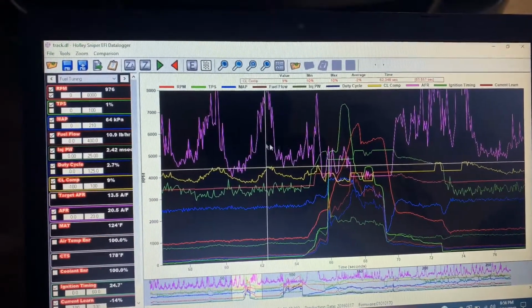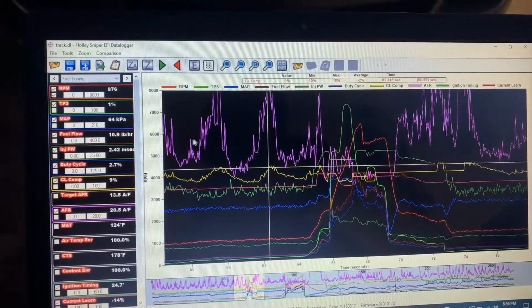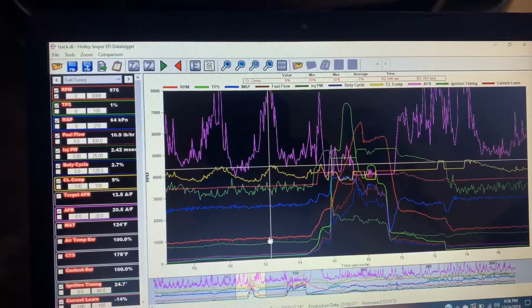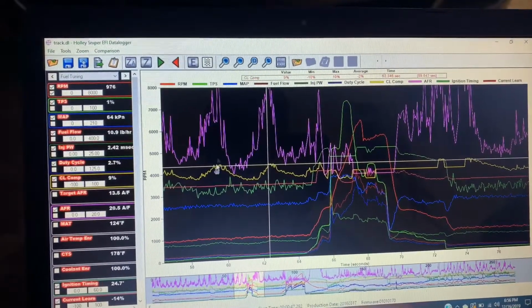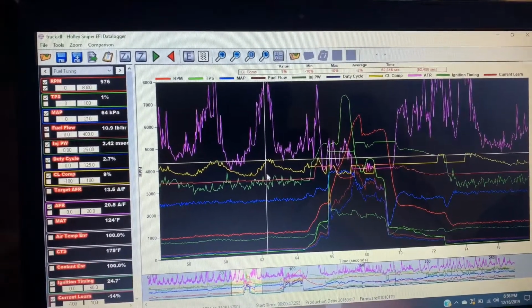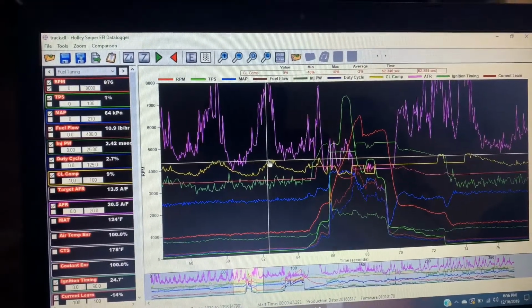But you could tell it shouldn't be bouncing around like that in any case, really. Anybody knows that's not good, especially when the RPMs are staying the same. That's bad. The red line is the RPM. The blue line is the MAP sensor. This is the closed loop right here, the yellow.